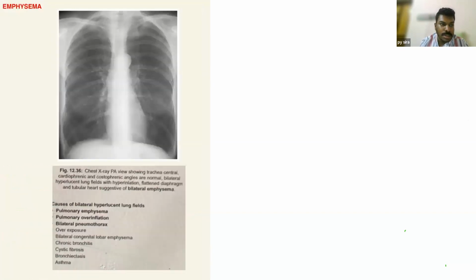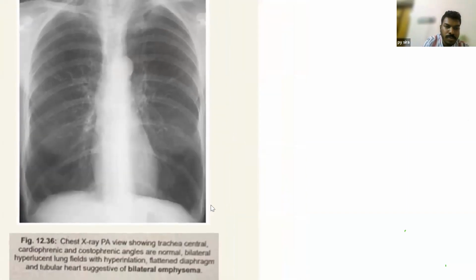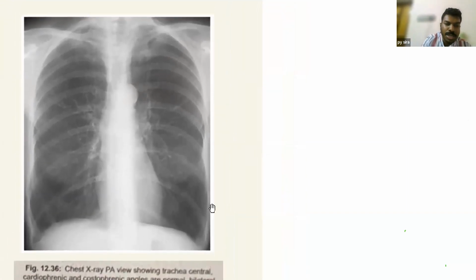Next is this one. Okay, so what is this one? What is your diagnosis based on this X-ray? And you see this X-ray, what is the diagnosis you're going to make here?